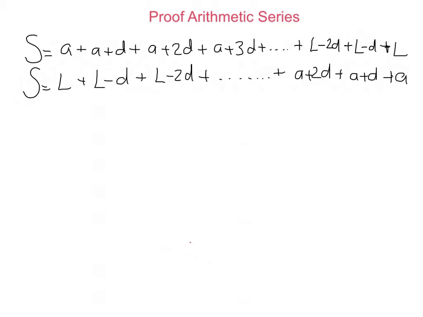Okay, what we're going to do now is add up downwards. So we do S add S, and that's going to be 2S. Then we do a add L, and then a add d add L minus d. Let's write down for a minute what that is: a add d add L minus d, the d's cancel, giving us just a plus L.